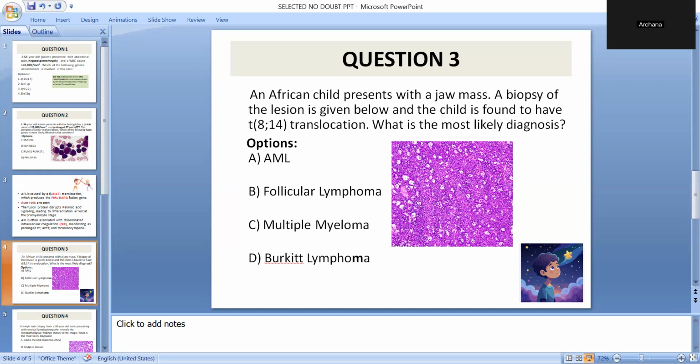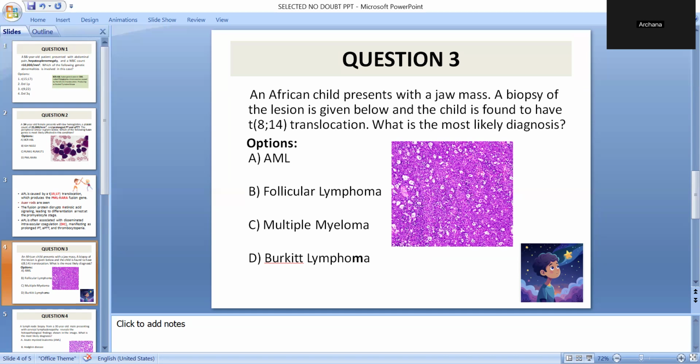Question 3 states that an African child, so they have given something regarding the race as a clue. Again, it's a pediatric patient who presents with a jaw mass, so there's a localized mass in the child. A biopsy of the lesion, the jaw mass, is given below. So we have a picture here. The child is found to have an 8-14 translocation. What is the most likely diagnosis? The options given are AML, follicular lymphoma, multiple myeloma, and Burkitt lymphoma.